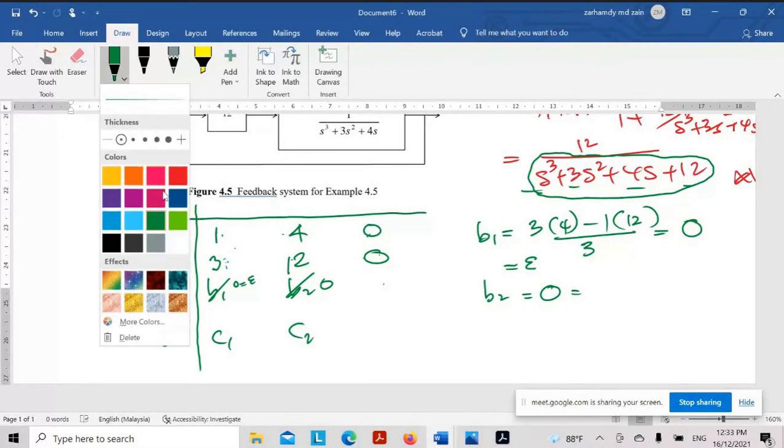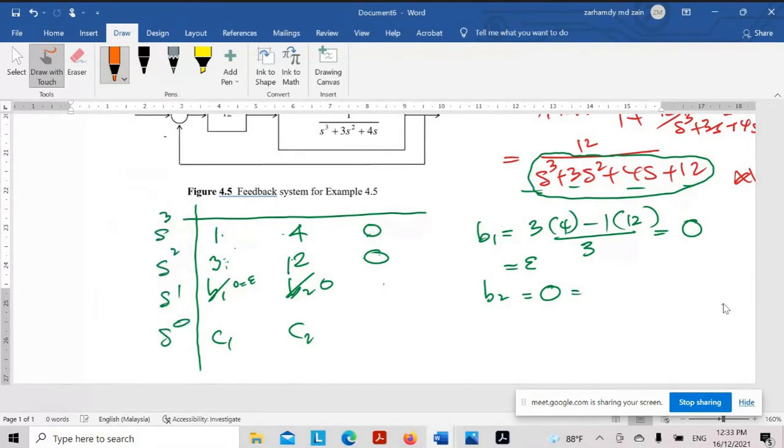C1, based on our assumption, assume the entry is epsilon. What we can do is C1 is equal to, we have B1 epsilon, so B1 multiplied by 12 minus 3 multiplied by 0 over B1. So epsilon cancels out with epsilon over B1, we have 12. So here is 12. This is 0.